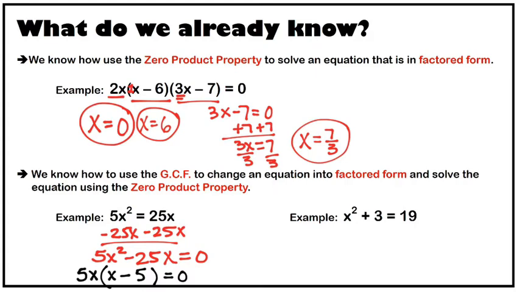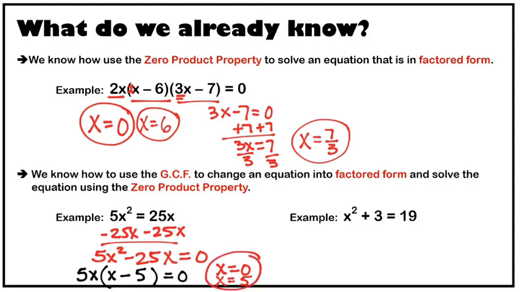And using the zero product property, just like we did on the first example, we find out that x equals 0 because of the x in front of the parentheses, and x equals positive 5 because of the term inside the parentheses that has a coefficient of 1.